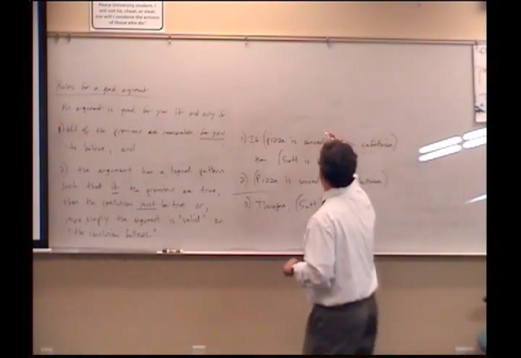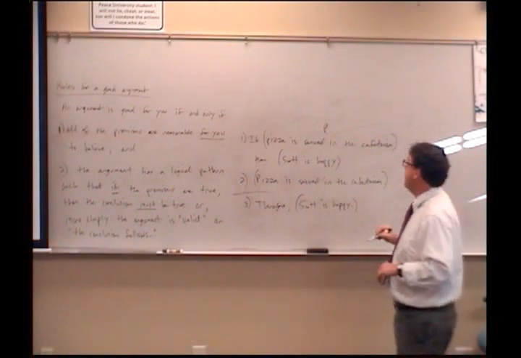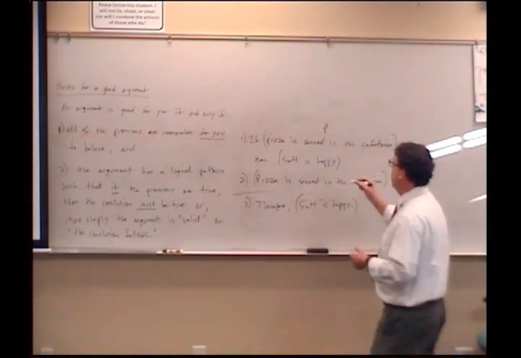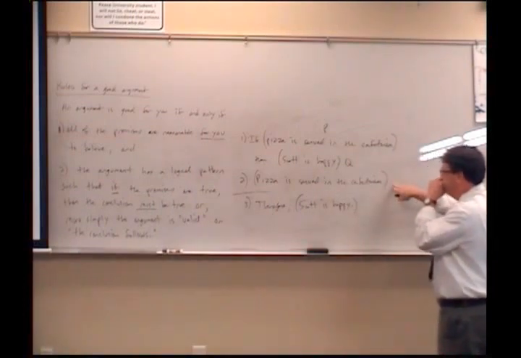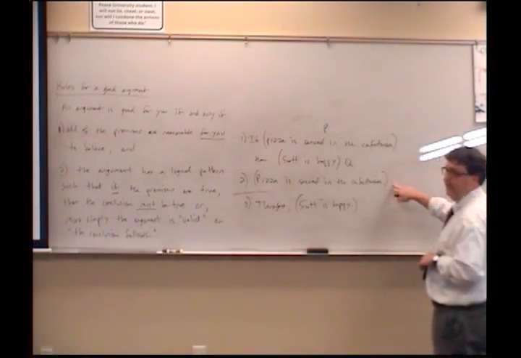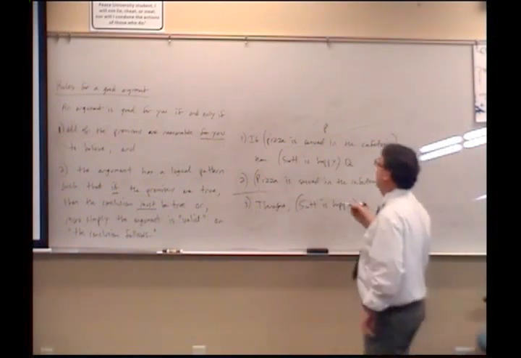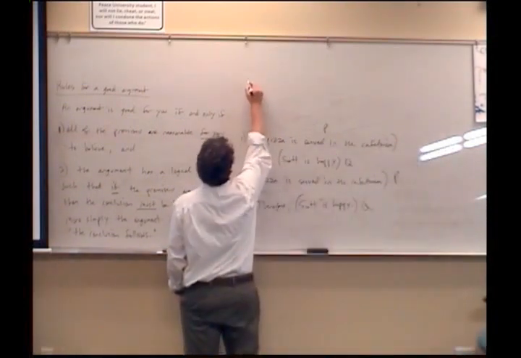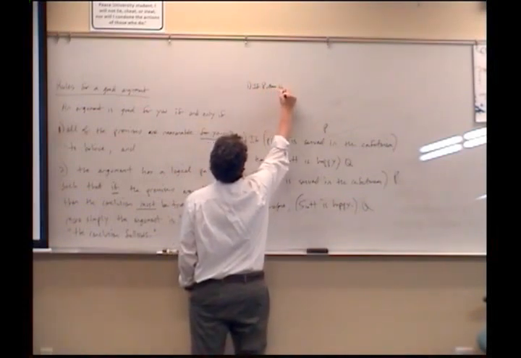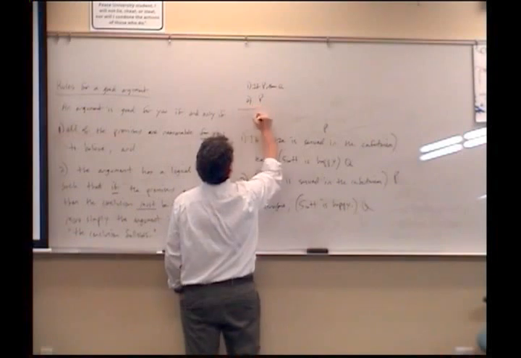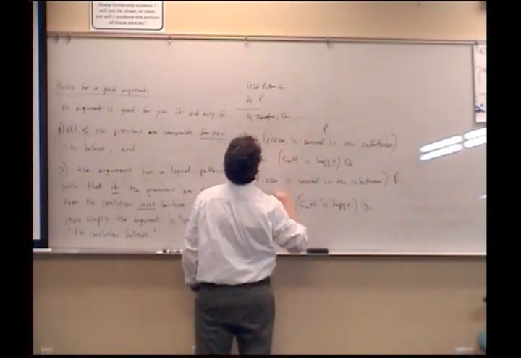So I'm going to say pizza served in the cafeteria is P. And the next letter after that is Q. So I'm going to have Scott is happy be Q. All right, so what's number 2? What letter? P. And number 3 is Q. So the pattern for this argument is if P, then Q; P; therefore Q.